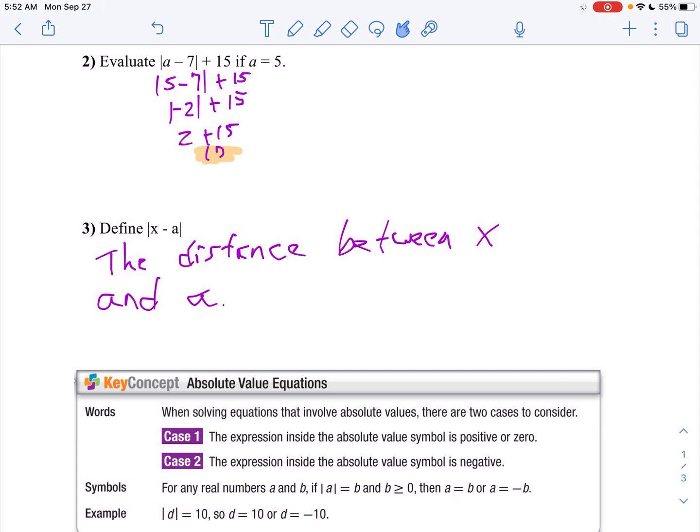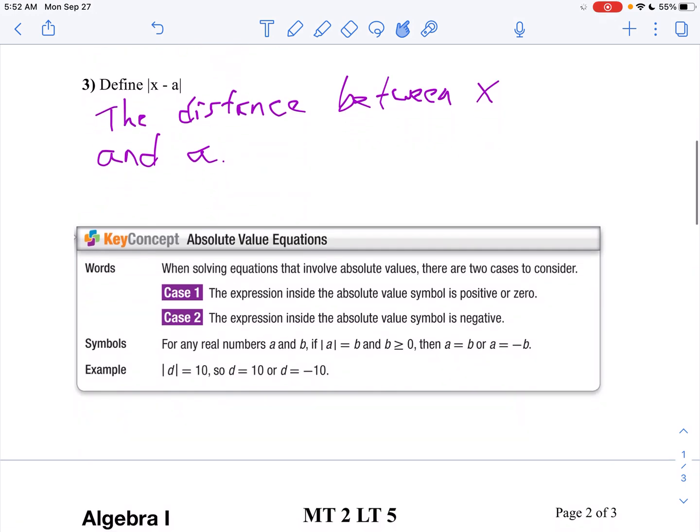Now, when you solve an absolute value equation, we're going to do a couple steps here. First thing you do is you have to get the absolute value symbol by itself. After you get the absolute value symbol by itself, if it's greater than or equal to 0, you solve that. And case 2 is what's inside would be negative. So you always have two answers with absolute value unless it equals 0.